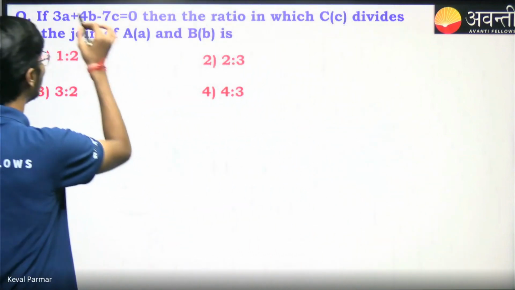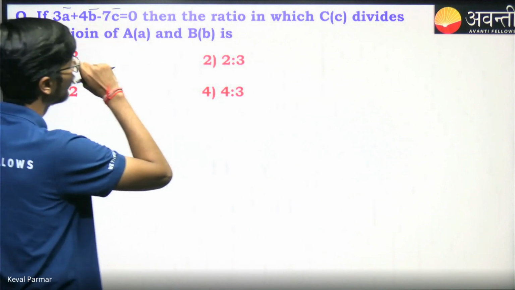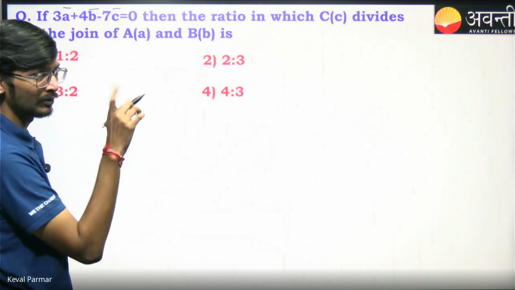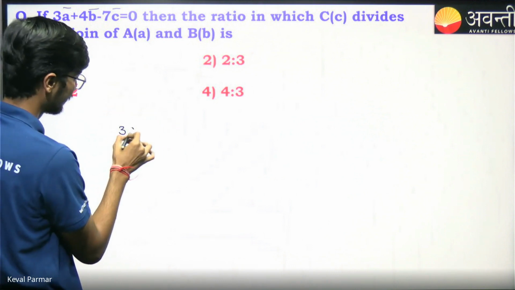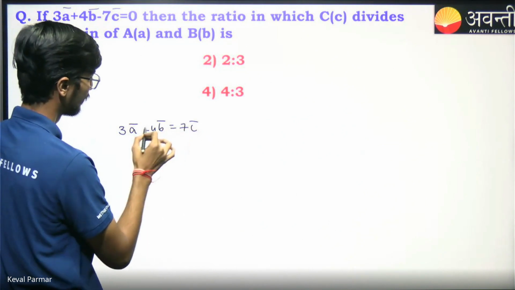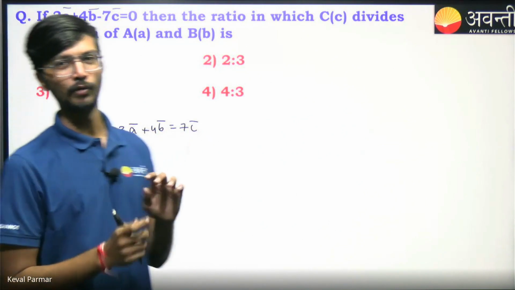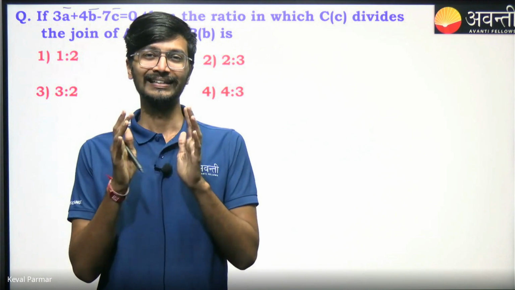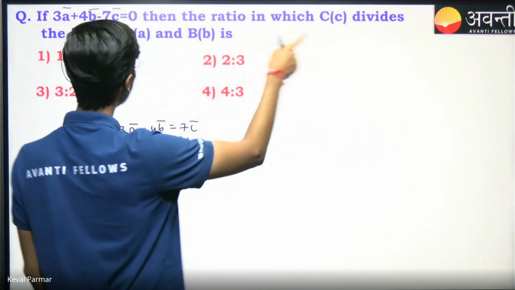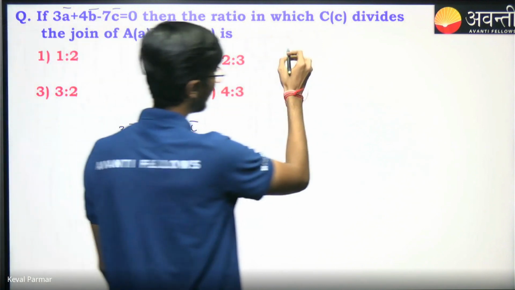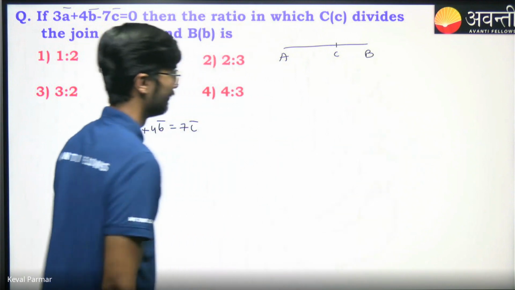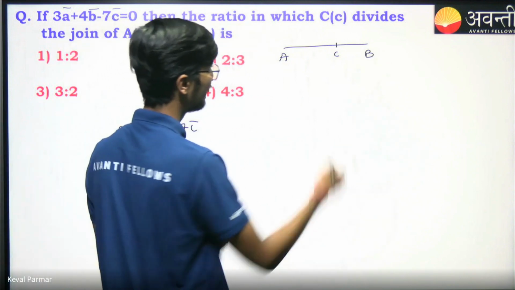Obviously, this is A bar, right? Yeah, fine. We are being given, let me write it as an equation in some other way: 3A bar plus 4B bar equals 7C bar. Such questions are very common in your state level exams, so please pay attention. We want to find the ratio in which C divides AB. That means I have a point C and I have points A and B, and I have to find the ratio in which C divides AB.